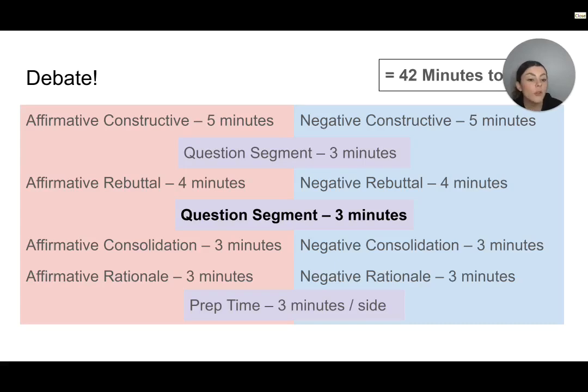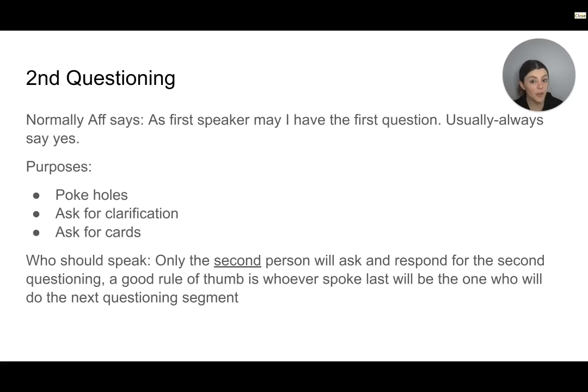Alright, now moving on to questioning number 2. This is also 3 minutes. Again, AF usually, always actually, has the first question. Again, the purpose is to poke holes. Only ask for clarification at this point if a rebuttal that they made doesn't make sense.